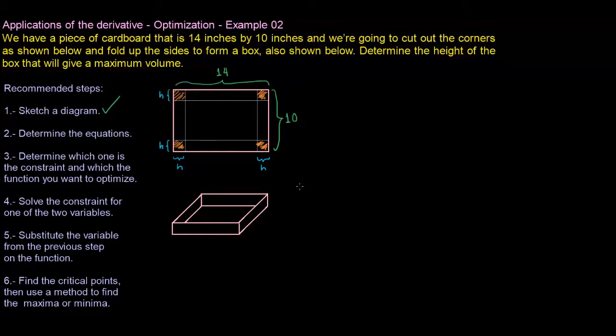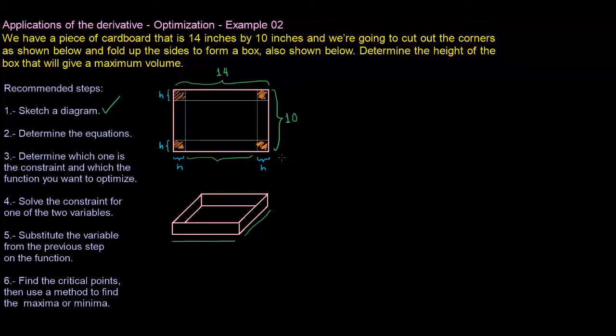Now we're going to jump to the second step to determine equations. We have to find the height that will give us the maximum volume. So we have to set the volume of this box. Now how can we find the length of this side of the box and this side of the box? There it is, this side of the box. Now this side of the box, this one on the bottom, corresponds to this length here.